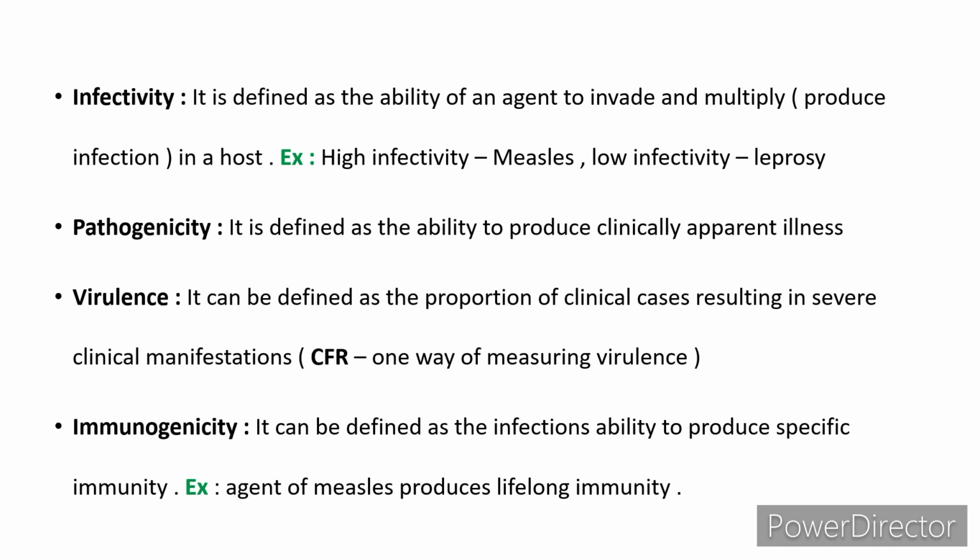So one way of measuring virulence can be the case fatality rate. Based on that, we can say whether there is high virulence or not. And coming to immunogenicity, it can be defined as the infection's ability to produce specific immunity. For example, the agent of measles produces lifelong immunity in an individual.